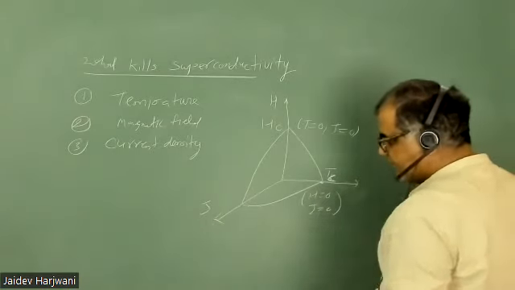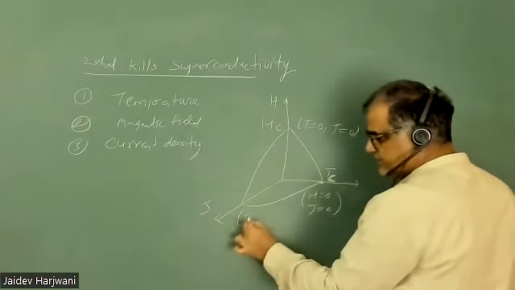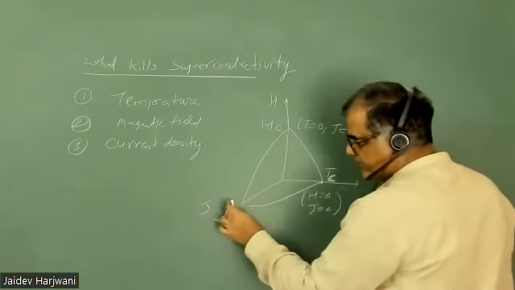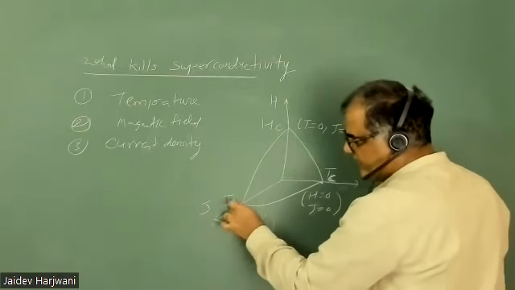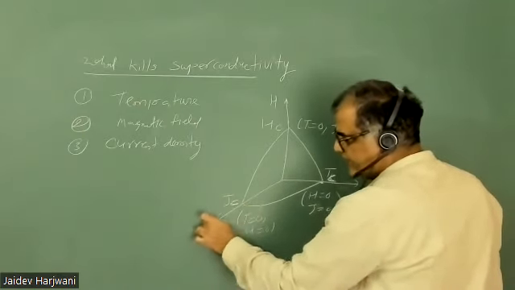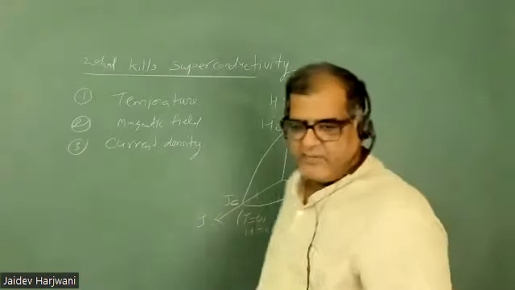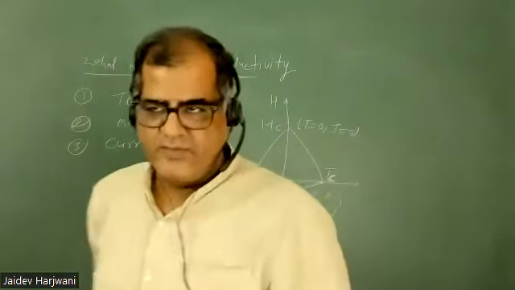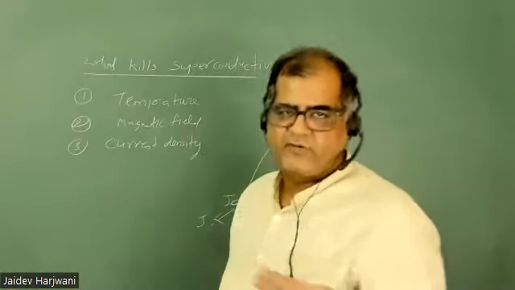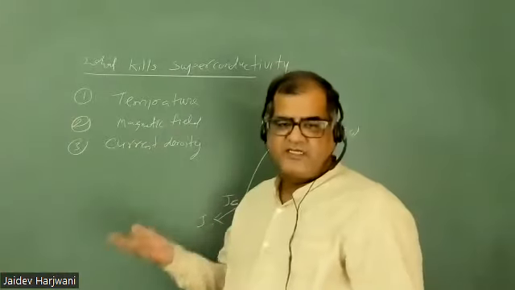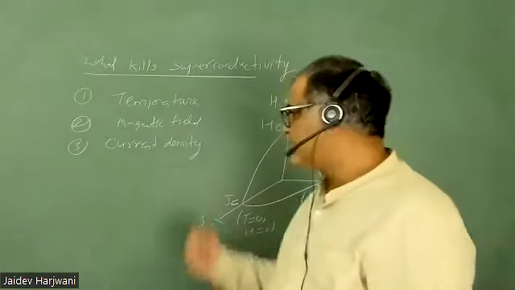Okay. Similarly, if your sample is at T equal to 0 and there is no magnetic field also, if you flow a current of magnitude equal to JC, that can also destroy superconductivity, because JC is equivalent to the critical magnetic field. The current will produce its own magnetic field. If this magnetic field is greater than HC, automatically it will destroy your superconductivity.